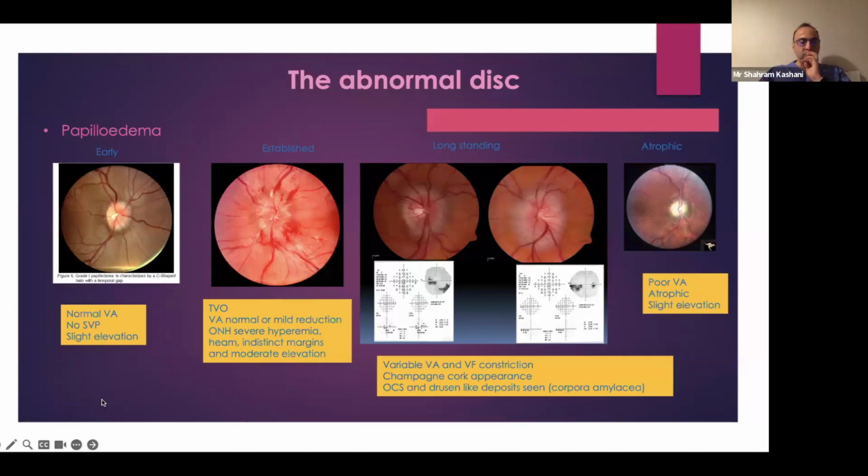Now, the other thing to look for is spontaneous venous pulsation. If you've got SVP, that's a really reassuring sign, because if the disc is swollen, the SVP goes. Now, 20% of patients don't have an SVP, so sometimes you can induce one by gentle pressure on the eyeball. So remember that.